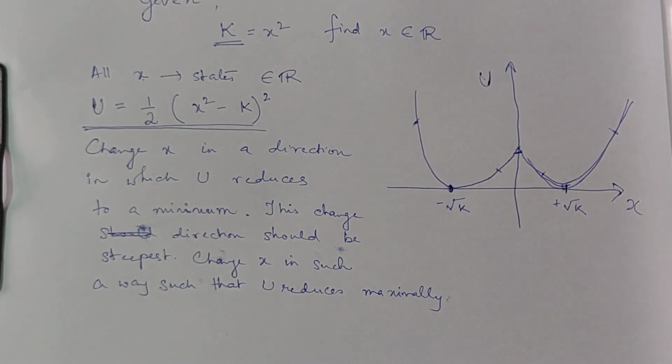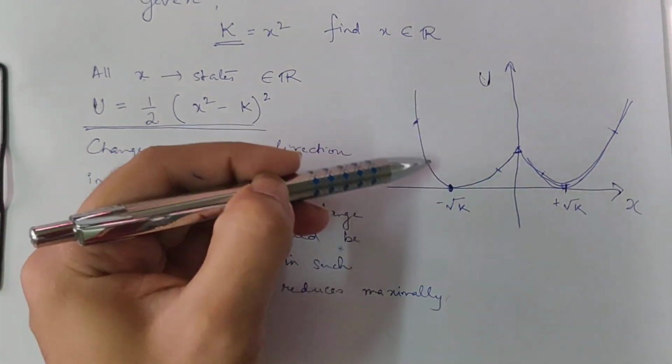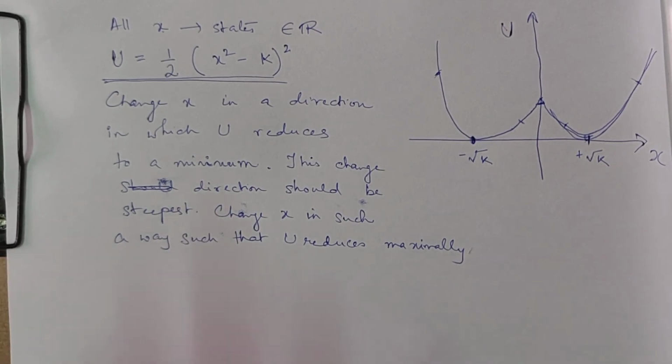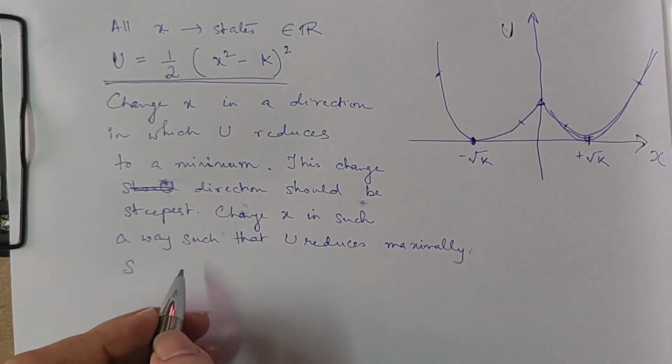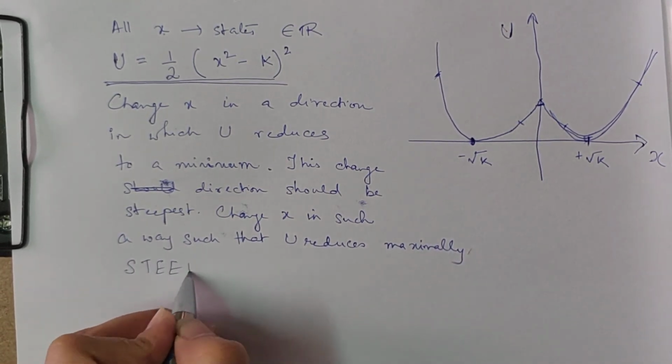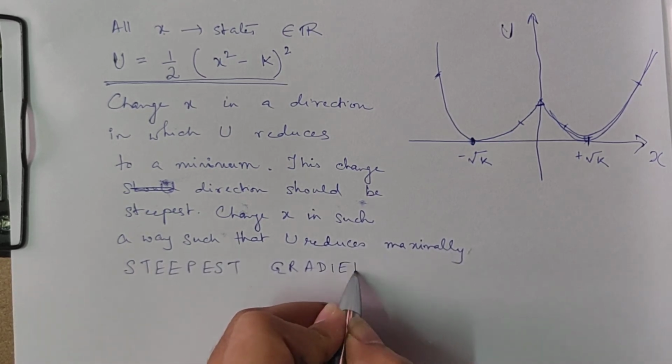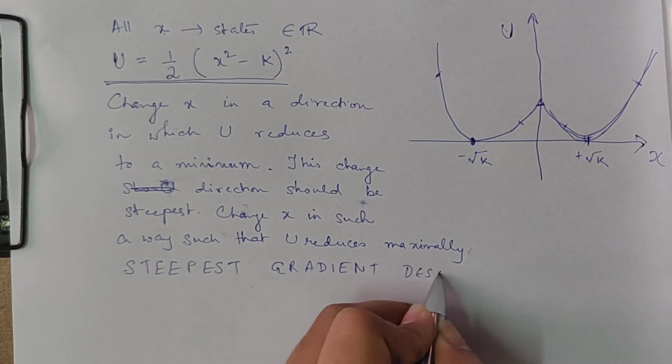How do I find that? Gradient. I descend. Since I want to reduce my u, I am descending along the state space, along the objective function, using the gradient. And I want to find the direction of steepest descent. So this algorithm is called the steepest gradient descent.